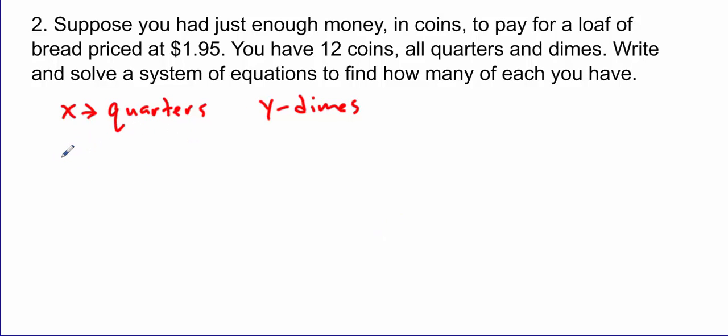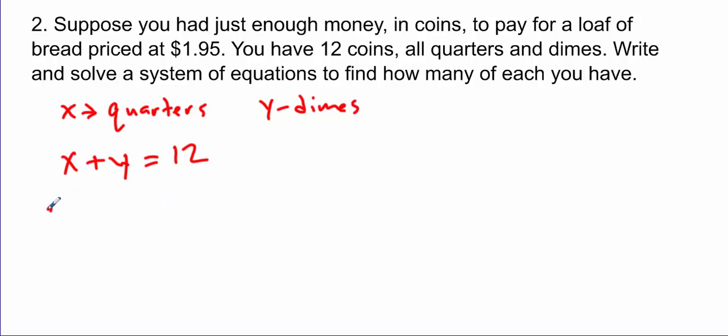If you want to use Q and D, that's completely fine. Just make sure that you define them. It's really, really important first step. I know this is actually sort of the second thing that it says, but it's an easy one to me. You have 12 coins. That's x plus y. Quarters plus dimes equals 12. Okay? The second equation is slightly more complicated. We have to consider value.